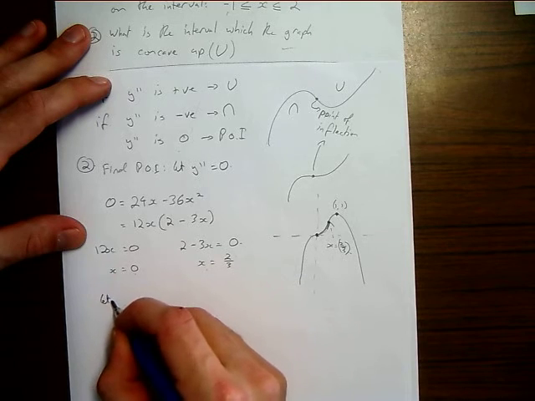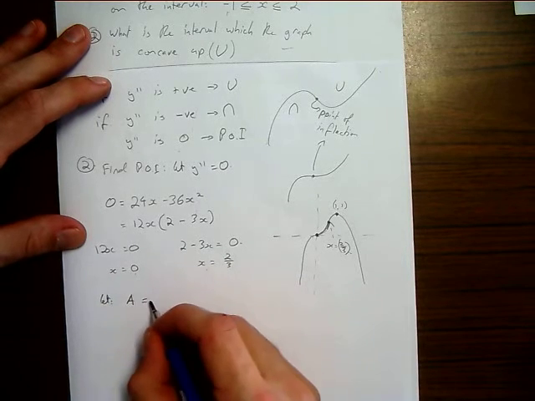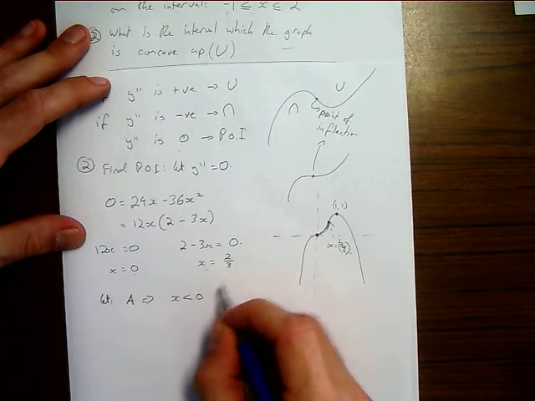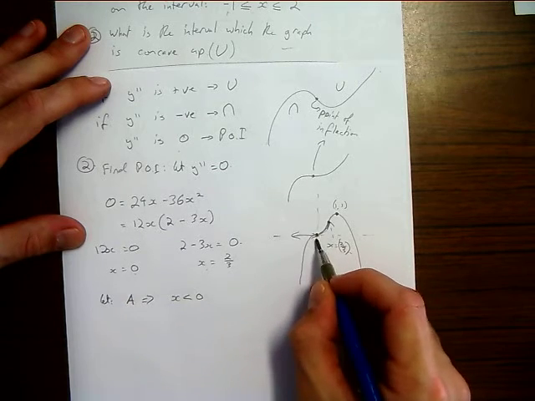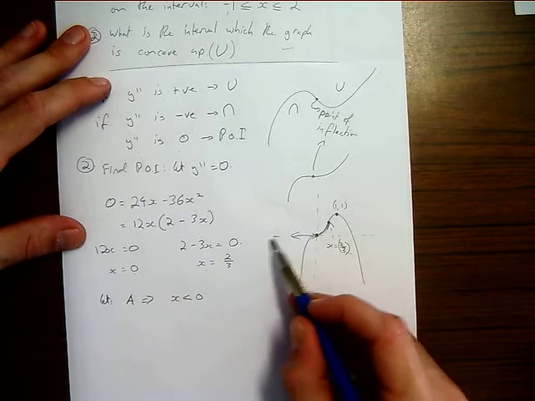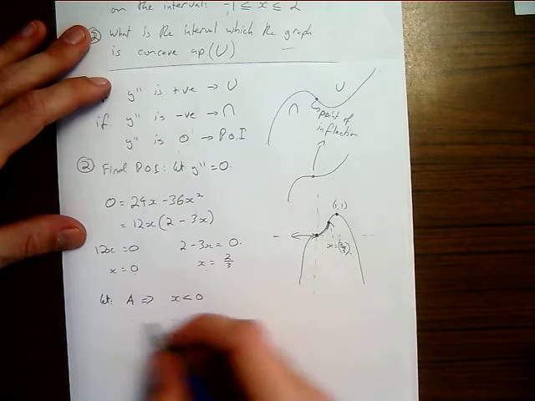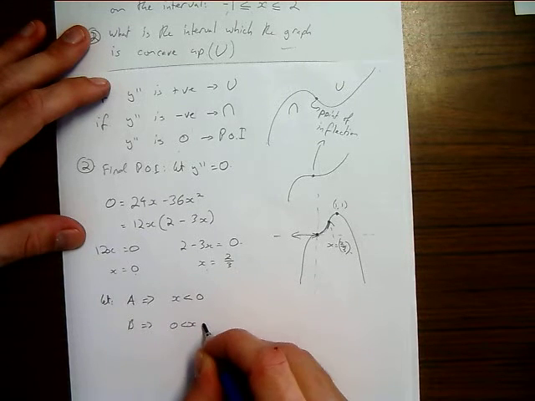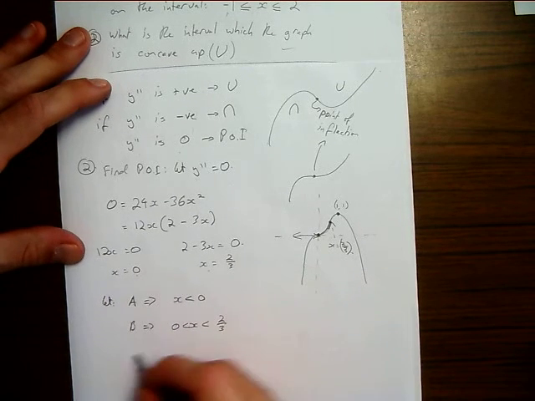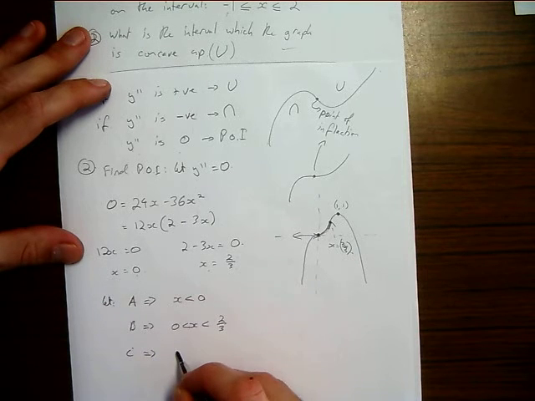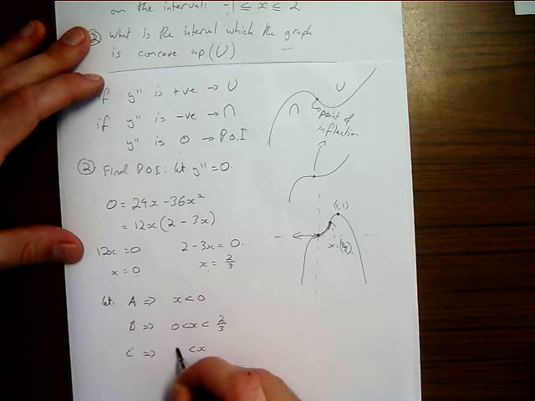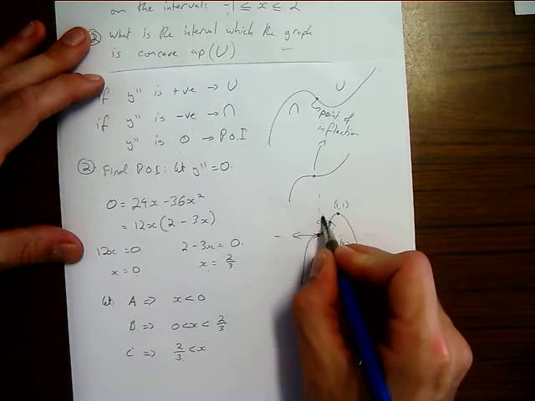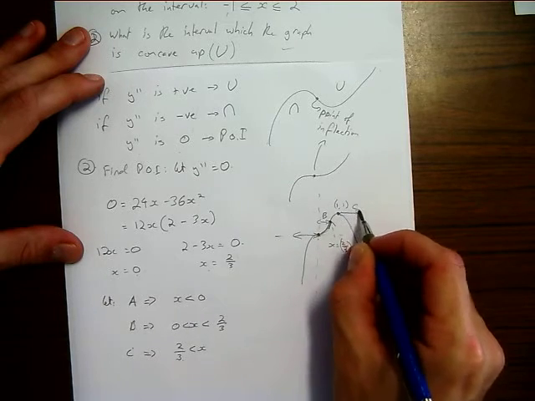So I'm going to let A be the interval where x is less than 0. So A is this area beyond the first point of inflection. B is going to be the interval where x is between 0 and 2/3. And C is going to be the interval where x is greater than 2/3. So this area in between here, that's B, and the area greater than there is C.